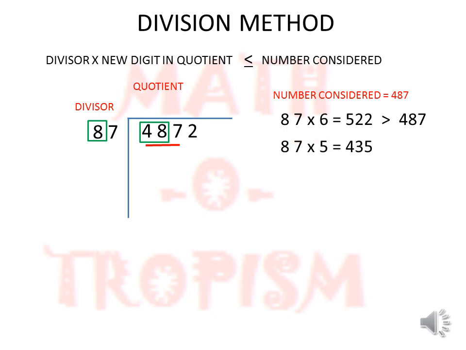When I take 87 into 5, it comes to 435. Now, the divisor into the new number which I am going to put in the quotient is 5. So 87 into 5 gives me 435, which is lesser than the number considered 487. So that means I need to put 5 in the quotient first, and then when I multiply I get 435, and when I subtract 435 from 487 I am going to get the remainder of 52.